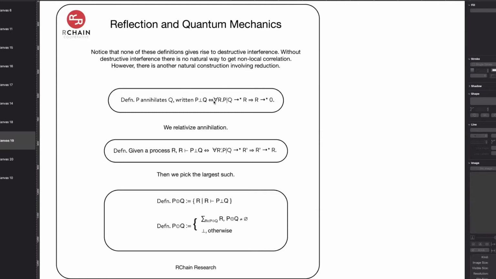And we can relativize annihilation, right? So we don't have to get to 0. We could get to some R. We could say for all R prime, P par Q gets to R prime implies that R prime gets to R. So all the paths from P par Q get to R. And so we'll write that this way. So this one we wrote this way, and then R annihilation is written this way. And you can see that if you put a 0 here instead of an arbitrary R, you'll get annihilation. That's clear. Yes? Okay, all right.